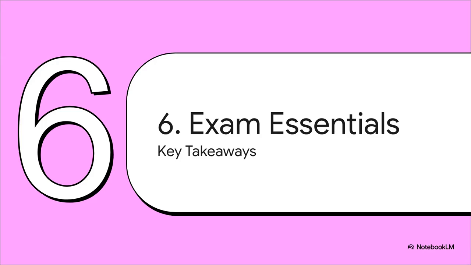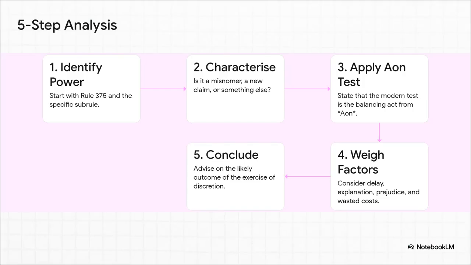All right, let's pull all of this together. Let's build a practical framework that you can take straight into that exam room and just execute. Here it is, your 5-step playbook for any problem question on amendments. Follow this and you're golden. Step 1, identify the power. Start with Rule 375 and be specific about the subrule. Step 2, characterize the amendment. What are we actually dealing with here? A typo? A whole new case? Step 3, apply the Aon test.